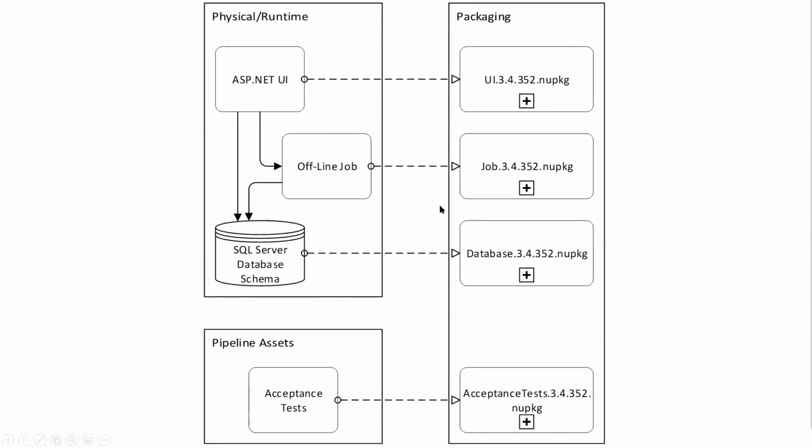The application structure in the book that we go through is a web application, offline job, and SQL Server database, and each one of those has its own NuGet package with the name of the component, the version number, and then the nupkg extension. That's how you say it, nupkg. And the acceptance tests also get built and versioned and deployed, because the acceptance tests for a particular build have to be run and kept in line. So even though they're not a part of the software, they are a part of our development environment, and they need to be packaged up and deployed as well.